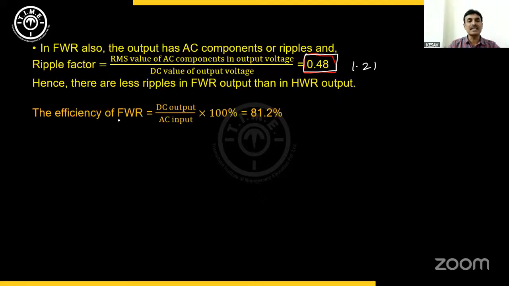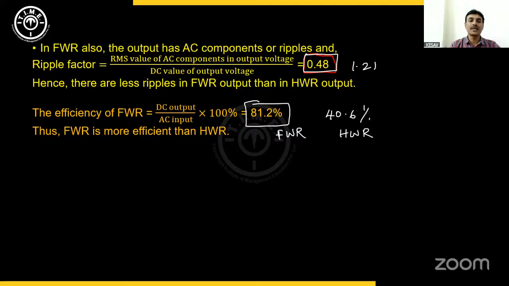And coming to efficiency also, this full wave rectifier is much more efficient than a half wave rectifier, and literally it is twice that of the half wave rectifier efficiency. The efficiency of a full wave rectifier is 81.2%, whereas for a half wave rectifier it was 40.6% only. This is for half wave rectifier, and this is for full wave rectifier, 81.2%. Double of 40.6 is 81.2. So full wave rectifier is more efficient than a half wave rectifier.